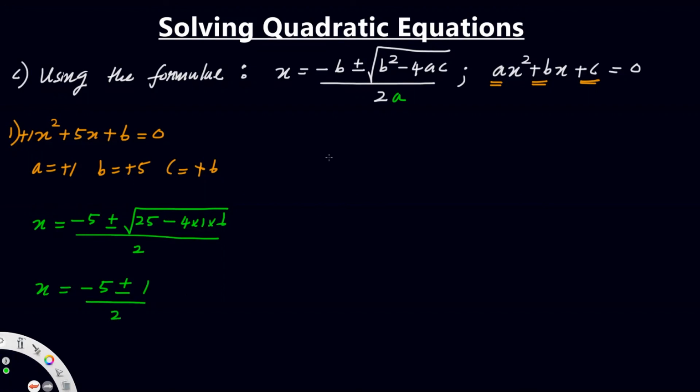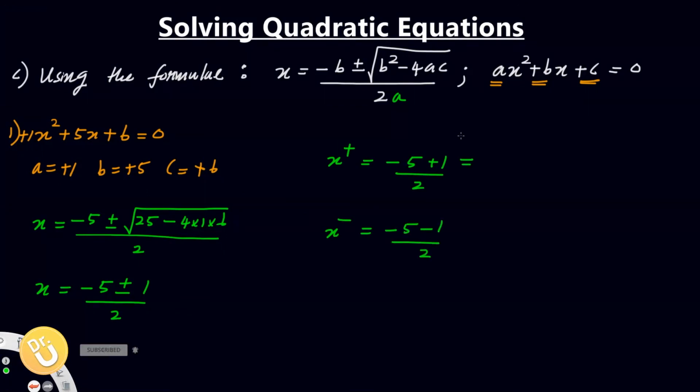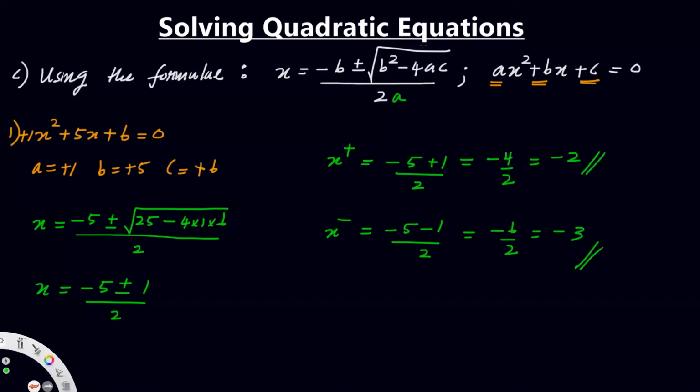So now, as I told you, if you get the plus solution, that is going to be minus 5 plus 1 divided by 2. If you get the minus solution, that would be minus 5 minus 1 divided by 2. So for the plus solution, you get minus 4 divided by 2, which is minus 2. For the minus solution, you get minus 6 divided by 2, which is minus 3. So ultimately, you get 2 answers to that question.